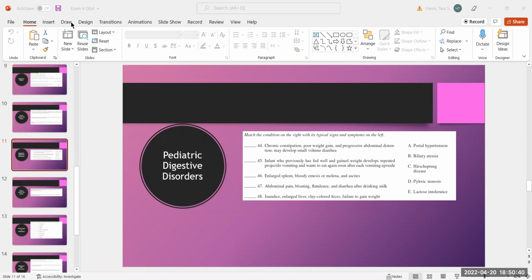All right, so you have an infant who previously has fed well and gained weight, but he develops repeated projectile vomiting and wants to eat again soon after each vomiting episode. What condition would this patient have? Pyloric stenosis. Or what else could it be? Lactose intolerant. Right. He could very well be lactose intolerant. Okay.